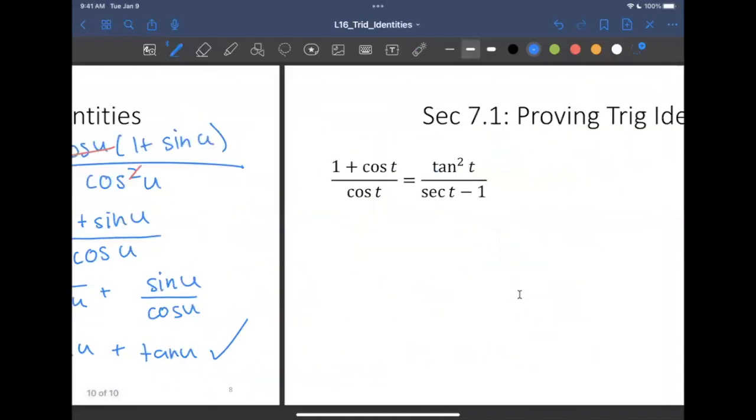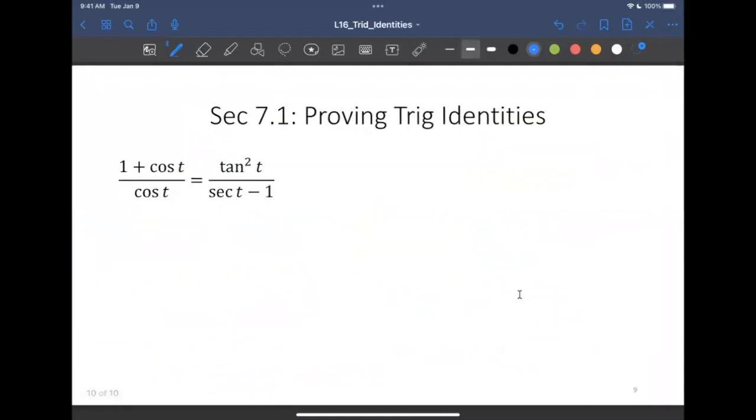Okay, and then one more example. Here we have the left-hand and right-hand side are both complicated. So instead of picking one and then seeing if it equals the other, we're going to simplify both and see if we get the same simplification for both sides. So let's start with the left-hand side.